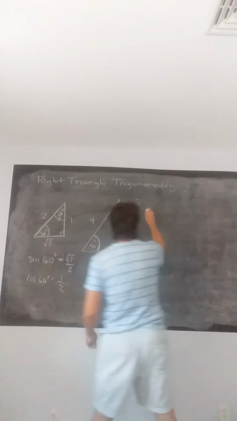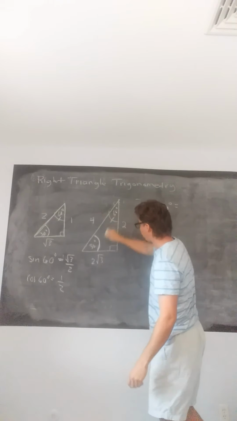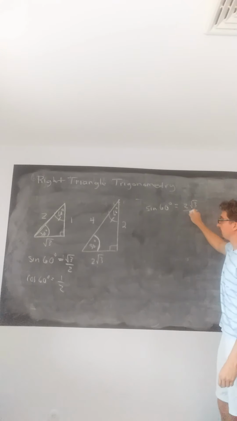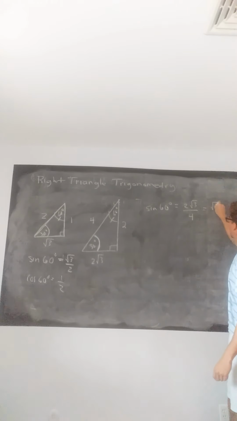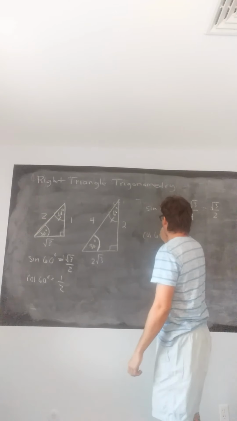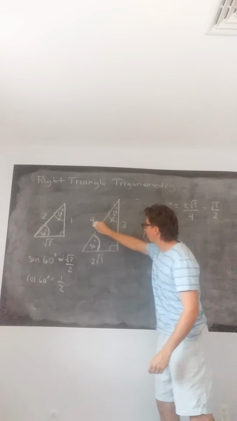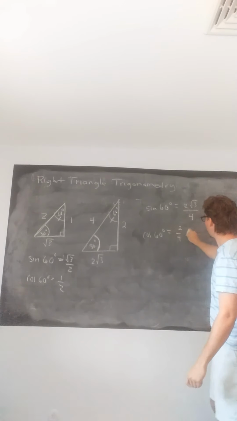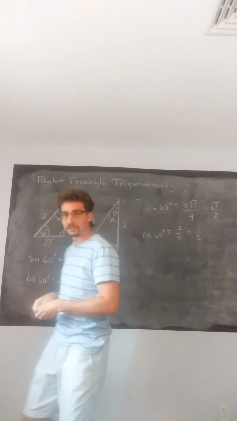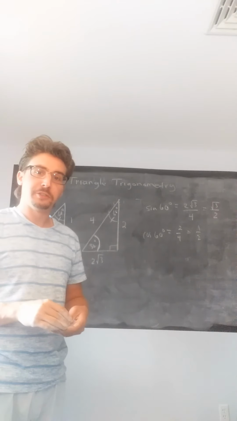We could play the same game over here. If we want sine of 60 degrees from this one, that's the opposite over hypotenuse, and that reduces to root 3 over 2. And how about cosine of 60 degrees? Well, cosine of 60, adjacent over hypotenuse, 2/4, which reduces to 1/2. Okay? So that goes to show you how the trig ratios work.